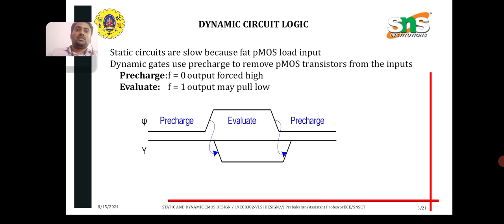In dynamic circuit logic, static circuits are slow because of the fat PMOS load on the input. Dynamic gates are pre-charged to remove the PMOS transistor from the input. For pre-charge, F equals 0 and the output is forced high. For evaluate, F equals 1 and the output may pull low.